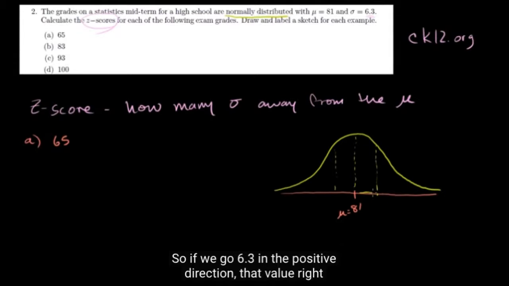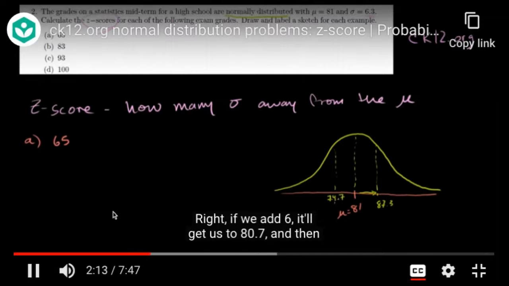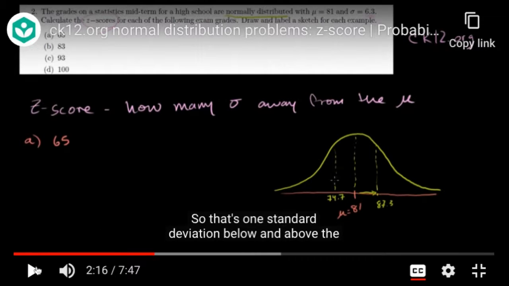So if we go 6.3 in the positive direction, that value right there is going to be 87.3. If we go 6.3 in the negative direction, where does that get us? That's what, 74.7? 74.7, right? If we had 6, it'll get us to 80.7, and then 0.3 will get us to 81.